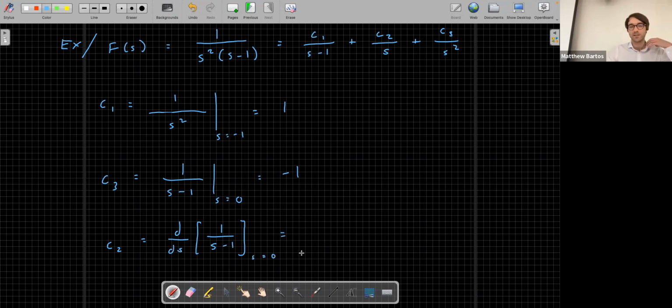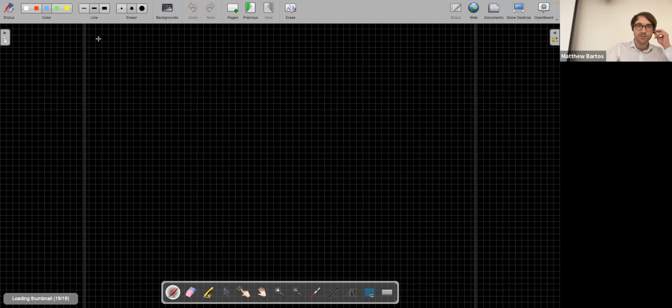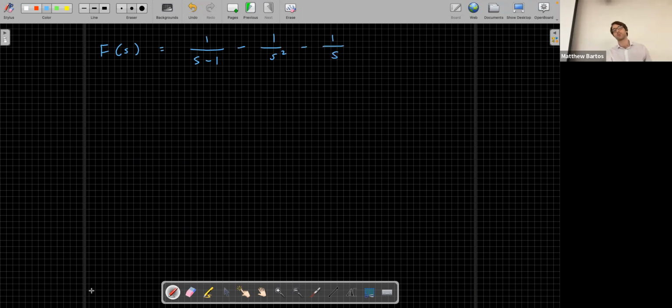If you take the derivative of this and apply the chain rule, I'm kind of running out of time, so I'm just going to write it out. You will get minus 1 over (s minus 1) squared. And if you evaluate this at s equal to 0, you will get minus 1, exactly. Okay, so your answer will be F(s) is equal to 1 over (s minus 1) minus 1 over s squared minus 1 over s.